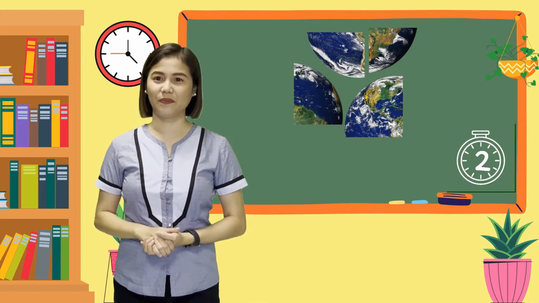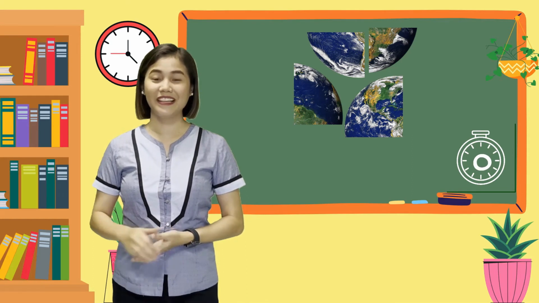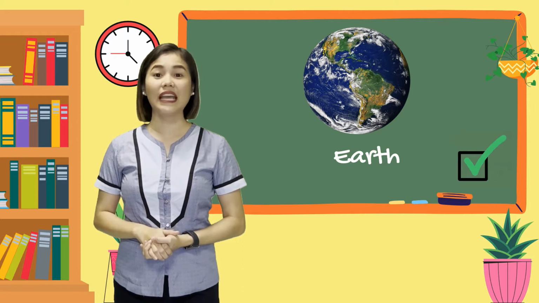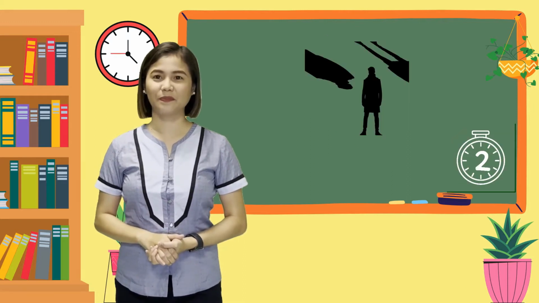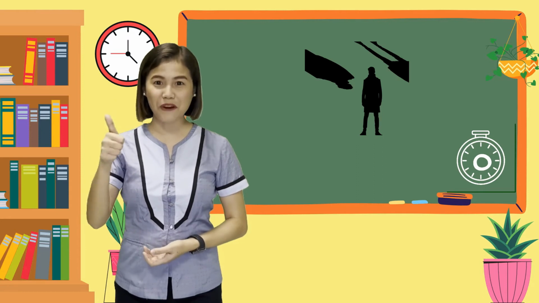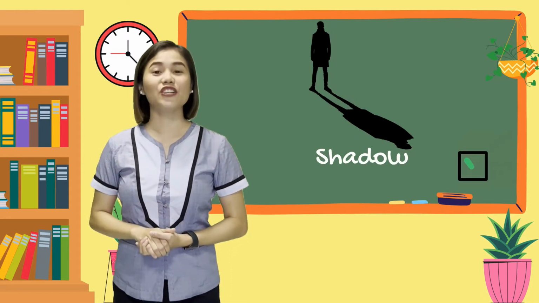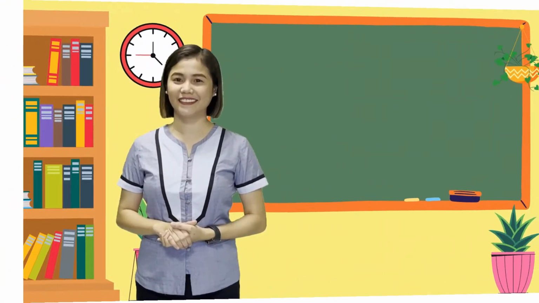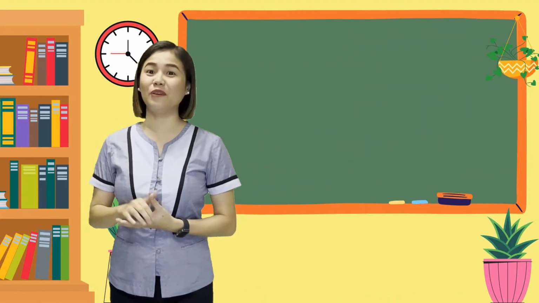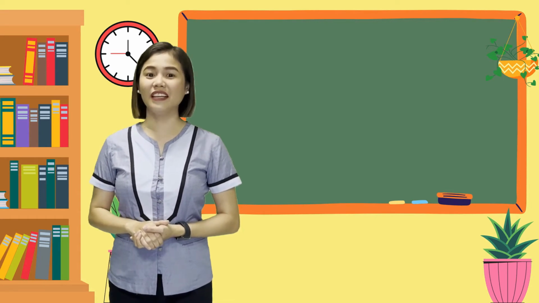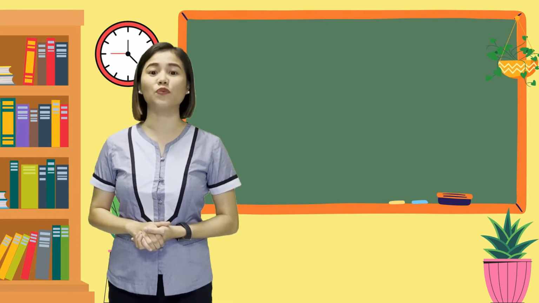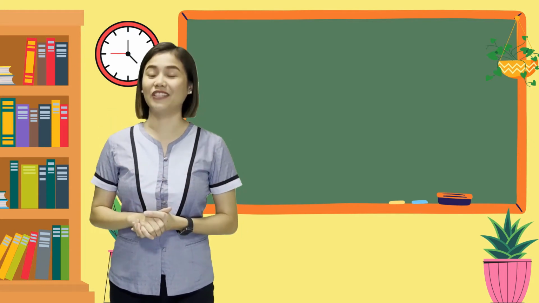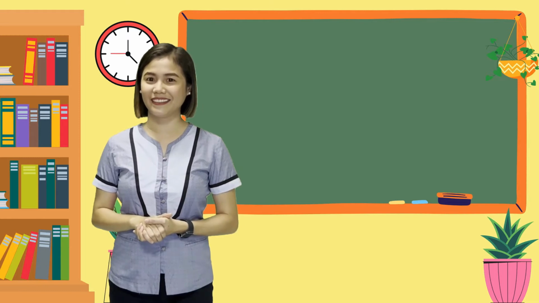Third picture. Very good! That is our planet Earth. Last picture. Perfect! It's shadow. Shadow is made by blocking light. You did an incredible job, grade 7 learners! These are the words that we will encounter as we go along with our lesson. Are you now ready? Let us learn about eclipse.